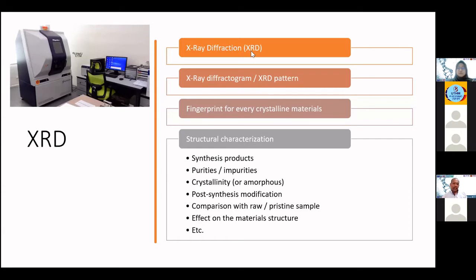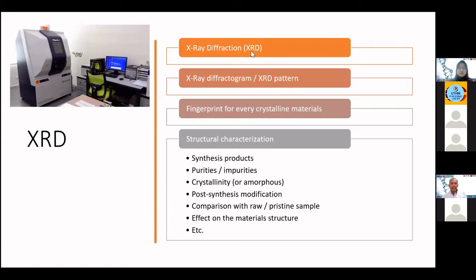And this XRD is a fingerprint for every crystalline material, like a fingerprint. Each crystalline material has its own peaks in the XRD pattern or in the X-ray diffractogram. So you can use only one term. If you want to say X-ray diffractogram shows that, then the subsequent sentence is also X-ray diffractogram shows that. If you want to use pattern, use pattern.